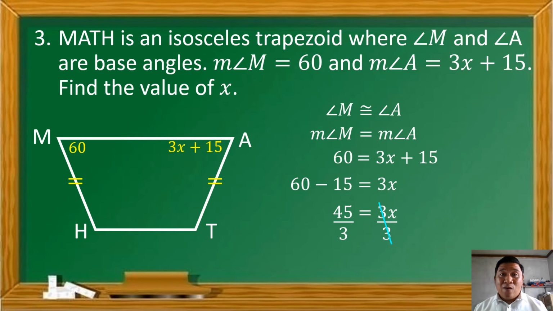Okay, now, what is 45 divided by 3? 45 divided by 3 is equal to 15. Okay, kaya magkakaroon tayo ng 15 is equal to x. Or, that would be x is equal to 15 by the symmetric property of equality. So, yun ang value ng x na hinahanap natin. X is equal to 15. Okay?